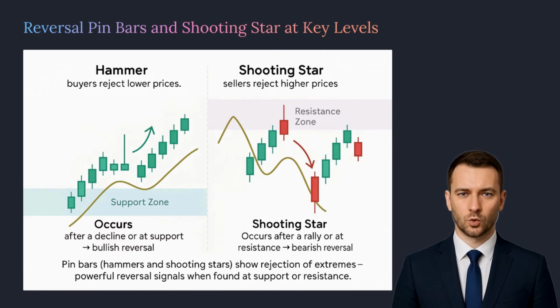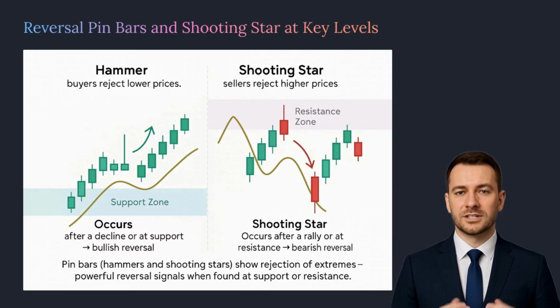Hammer, pin bar. The hammer is a one-candle bullish reversal pattern. It has a small real body near the top of the candle range and a long lower wick, tail, with little or no upper wick. This shape looks like a hammer. Body is the head, wick is the handle.